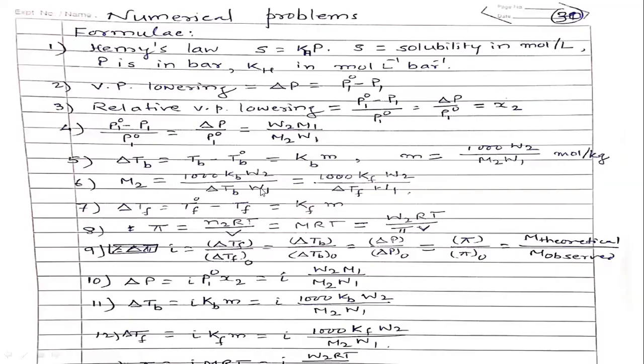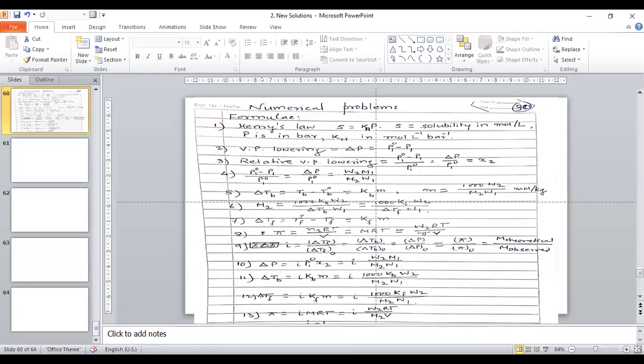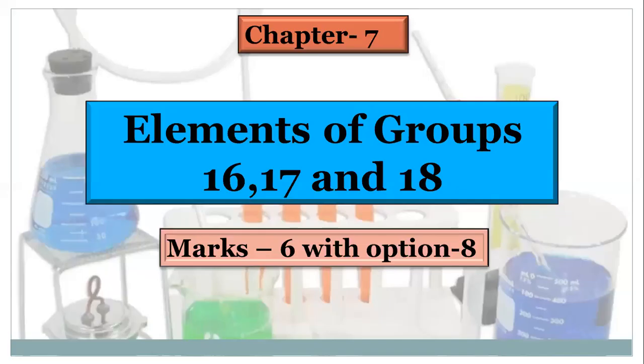Then today we will start the next chapter, that is chapter number 7. This chapter number 7 has the highest weightage. See, it has 8 marks weightage. In this chemistry, there are only 3 chapters having 8 marks weightage: chapter number 7, chapter number 8, and chapter number 12. Chapter 12 is aldehydes, ketones, and carboxylic acids from the organic chemistry part, which has 8 marks weightage. And these are 2 inorganic chemistry chapters: chapter number 7 and chapter number 8, that is the transition and inner transition elements.